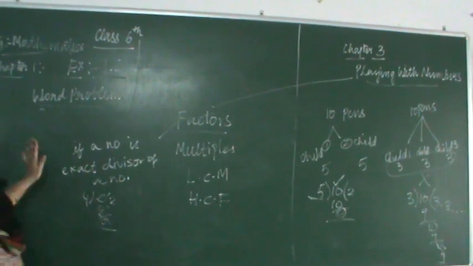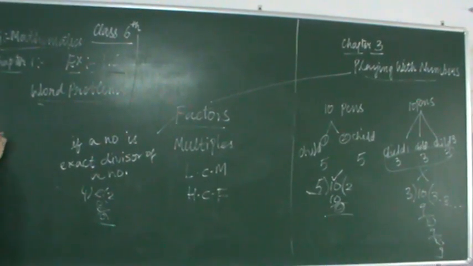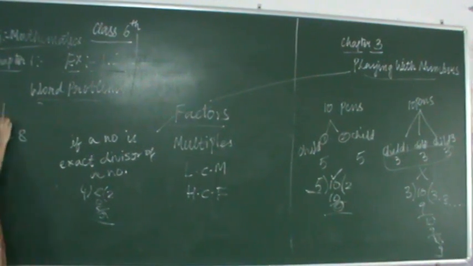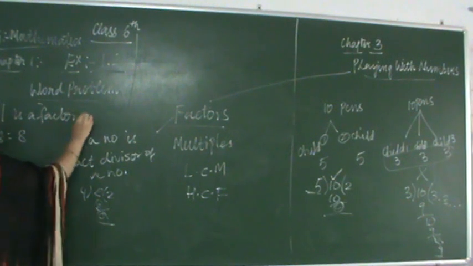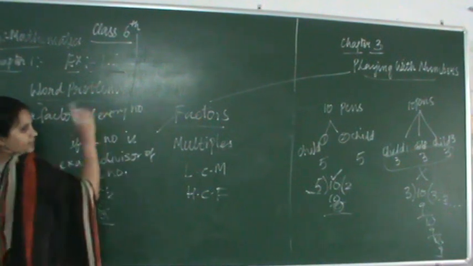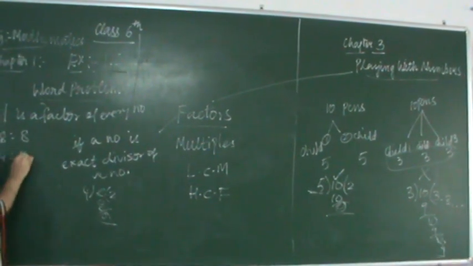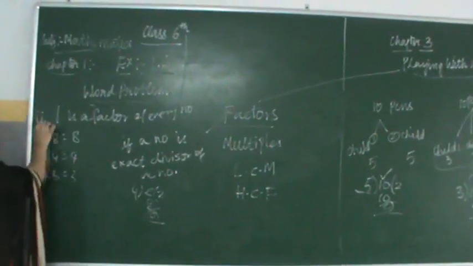Now 1 is a factor of every number. This is the second point you have to remember about factors, children. 1 is a factor of every number. For every number 1 is a factor. 1 into 8, 1 into 4, 1 into 3. For every number 1 is a factor.